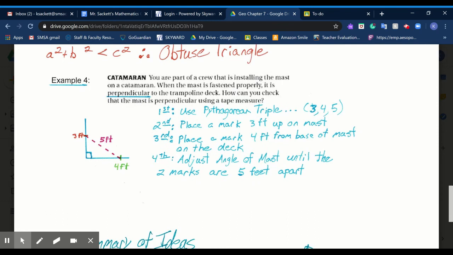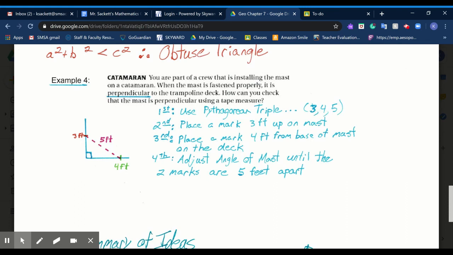Then example 4 is a word problem related to a catamaran. So with a catamaran, you are part of the crew that's installing the mast on a catamaran ship. When the mast is fastened properly, it is perpendicular, meaning a 90 degree angle, to the trampoline deck or the deck of the ship. How can you check that the mast is perpendicular using a tape measure?